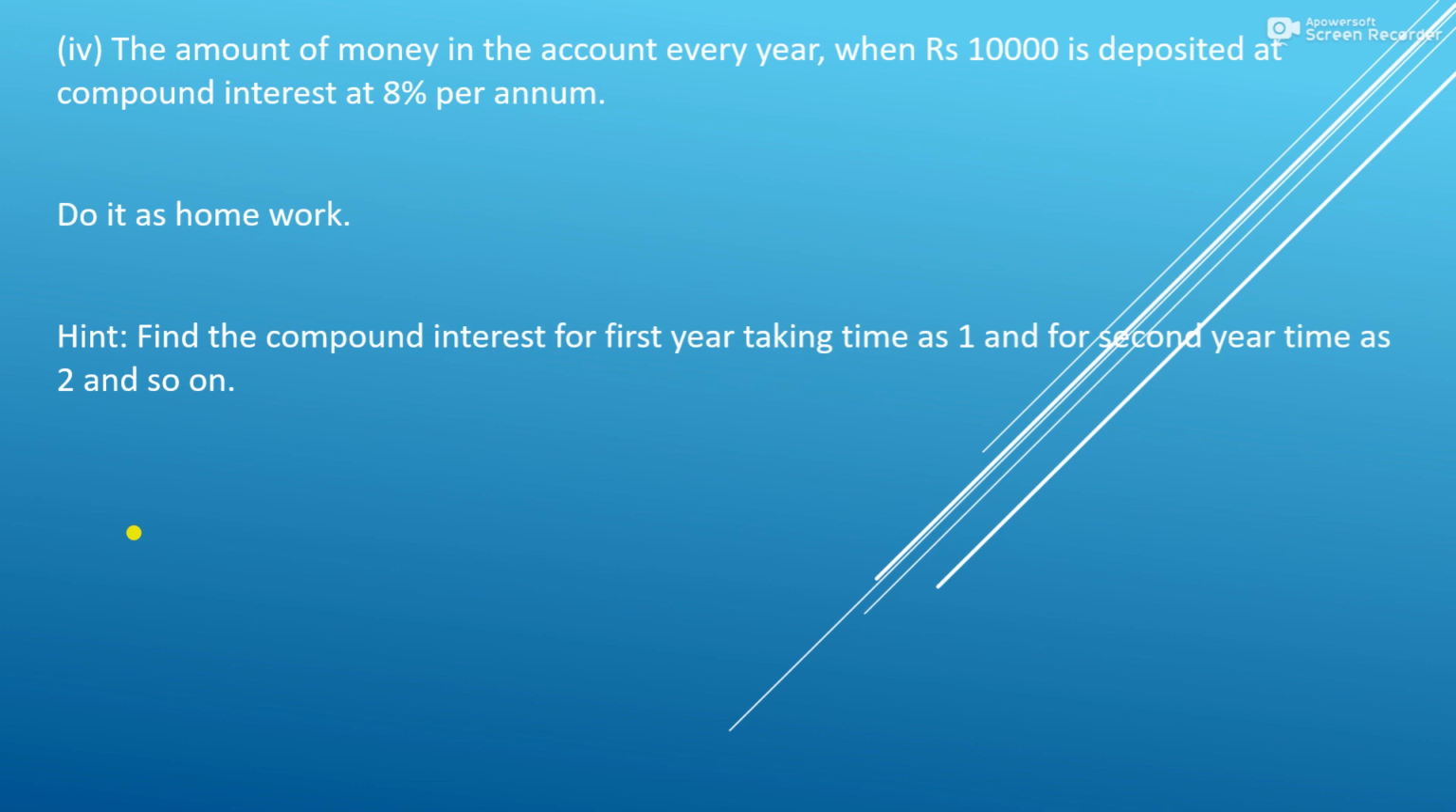So to find for the first year, that is for the first term, we take amount as 10,000, rate as 8%, and time as 1 year. The next thing is, for the second term we have to take time as 2 years, and for the third term we have to take time as 3 years. You do it as a homework.